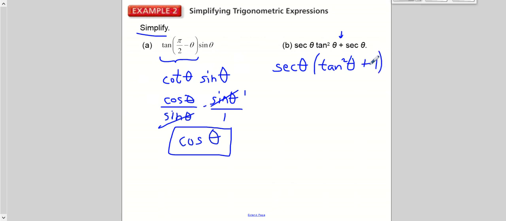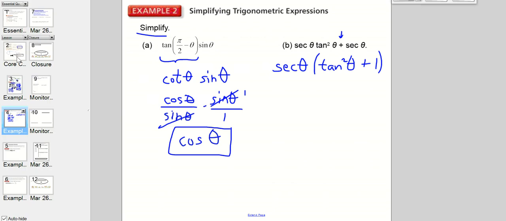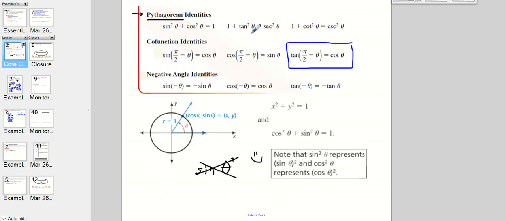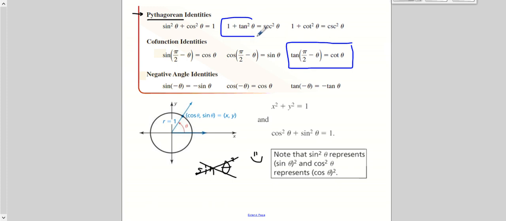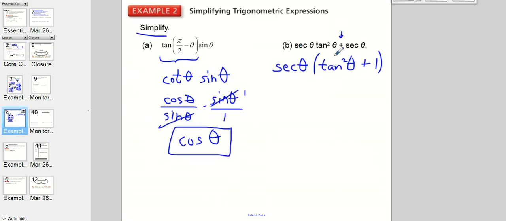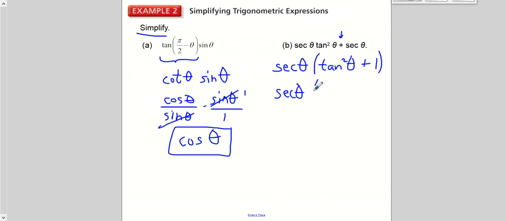Now, what does tangent squared theta plus 1 equal? Look at your Pythagorean identities. You can go back in your notes, or you can look at your reference sheet, your pink sheet. What does tangent squared plus 1 equal? Tangent squared plus 1 equals secant squared. Tangent squared theta plus 1 equals secant squared theta. So replace it with secant squared.